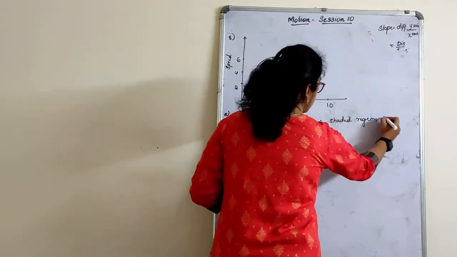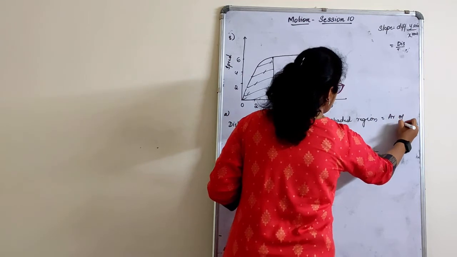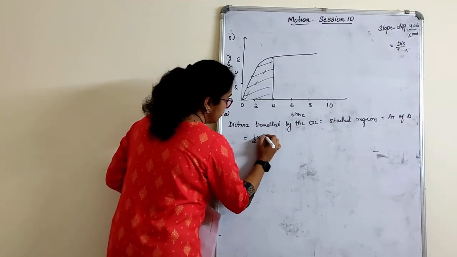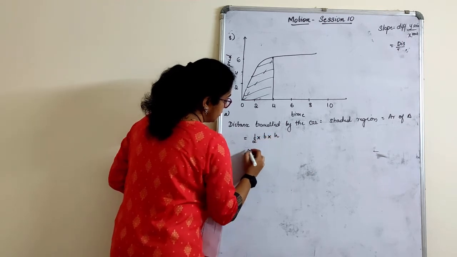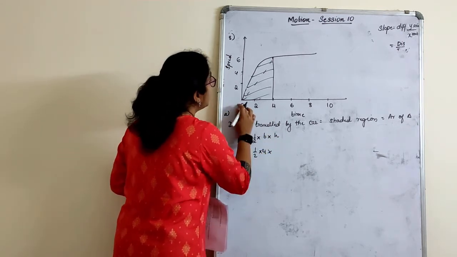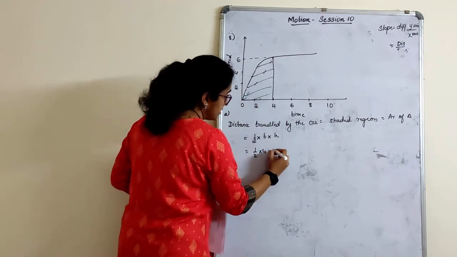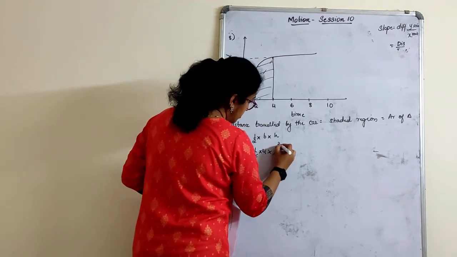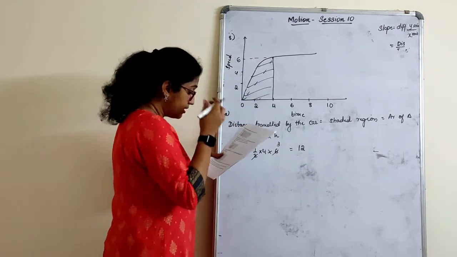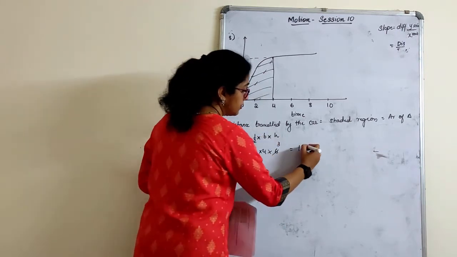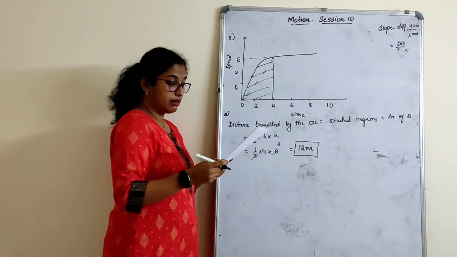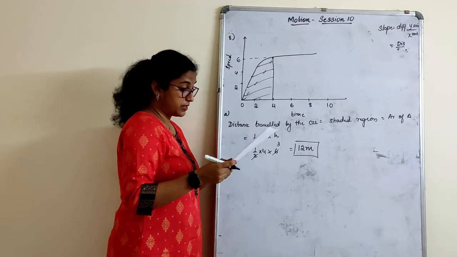That is nothing but the area of triangle, which is half into base into height. Half, base is 4, height till where it has come, till 6. So 2 ones are, 2 threes are, 4 threes are 12. It's given in meter or kilometer? Meter. This is the distance travelled by the car. Very clear in the first 4 seconds.